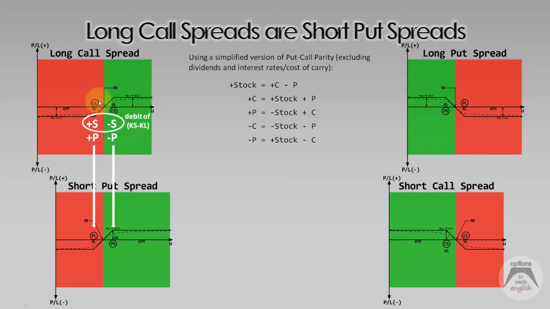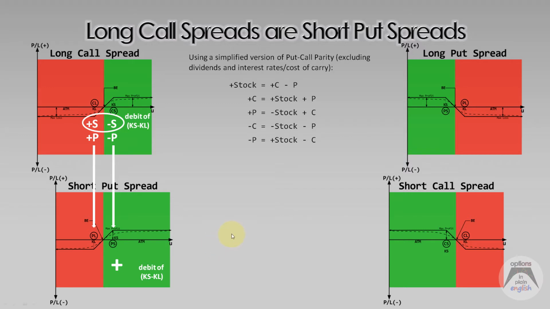Now, knowing this, we can see that at this strike price we have a long put here and a short put here. So this element is accounted for in the short put spread, but we also need to account for the debit. In summary, a long call spread is equal to a short put spread plus a debit of an amount equal to KS minus KL.